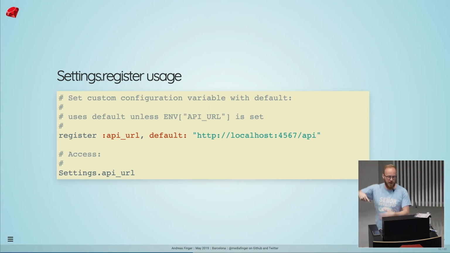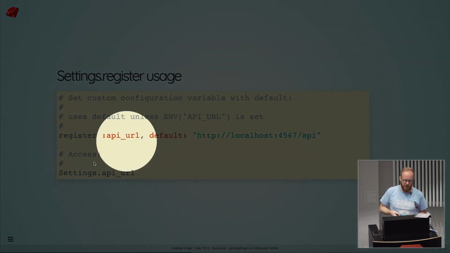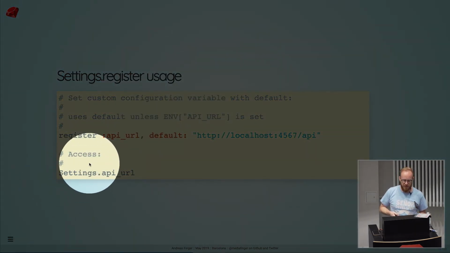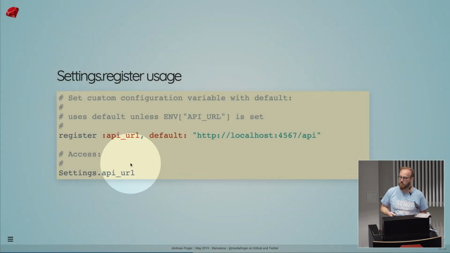So let's say our API is locally running on the Sinatra app there, and the API endpoint. If I want to access it later in my app from anywhere, I can access it globally with settings.api_url. They have my value.